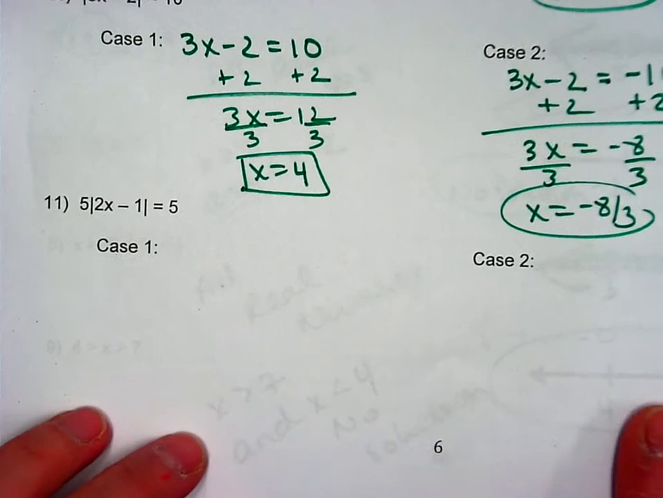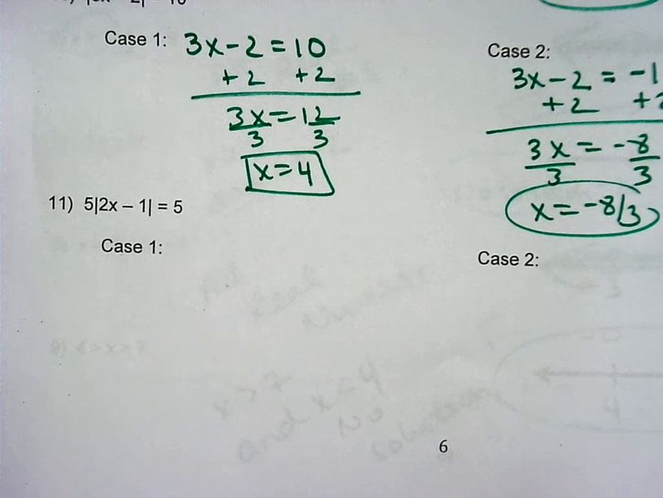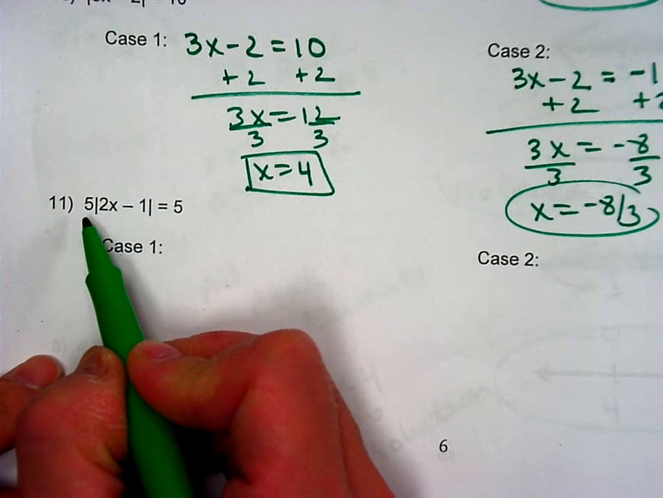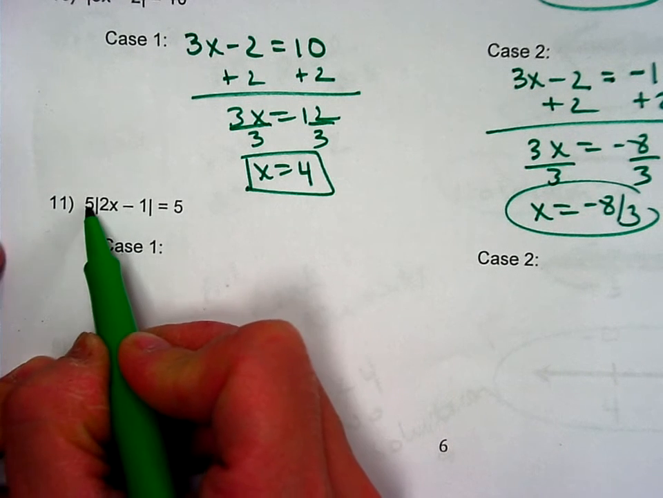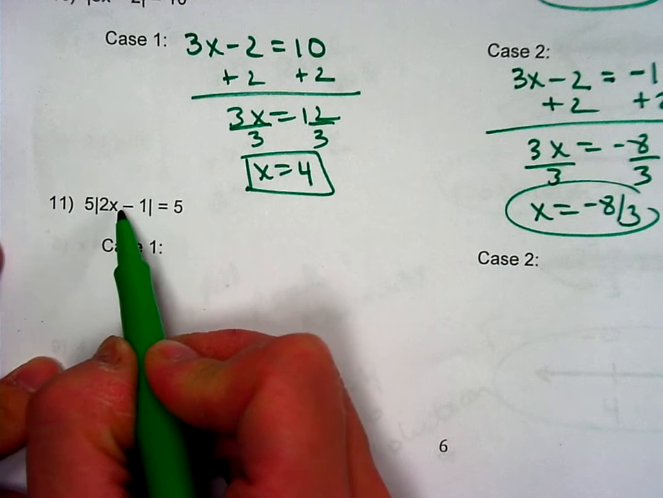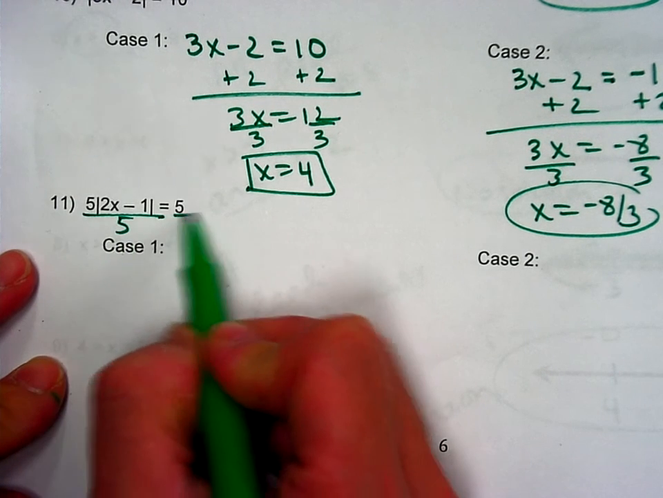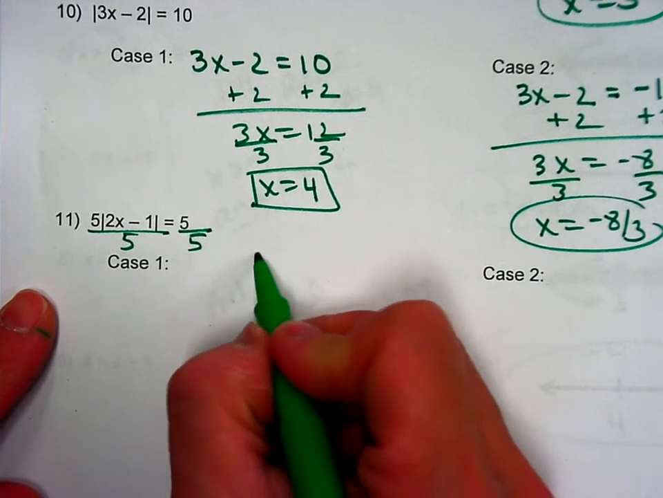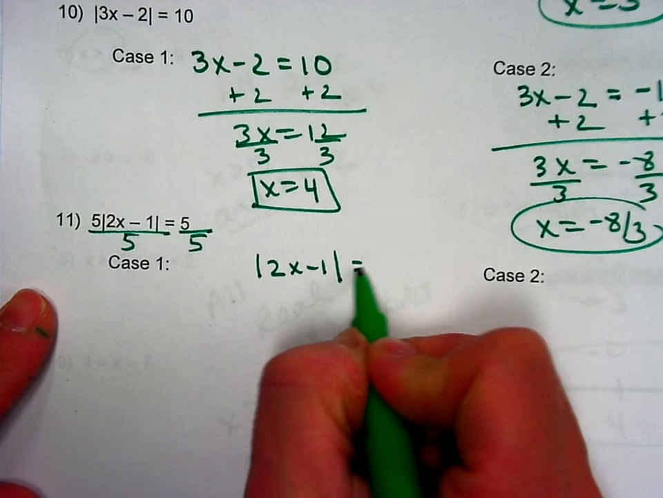Okay, now in some cases, before you set up the two cases, you will have to do something else first. You must isolate the absolute value. That means if you have anything outside the absolute value, you have to get it by itself first. Notice this 5 is outside the absolute value. In order to get rid of that 5, the 5 is being multiplied with everything inside the absolute value, so the inverse operation is to divide. So I'm going to divide both sides by 5.